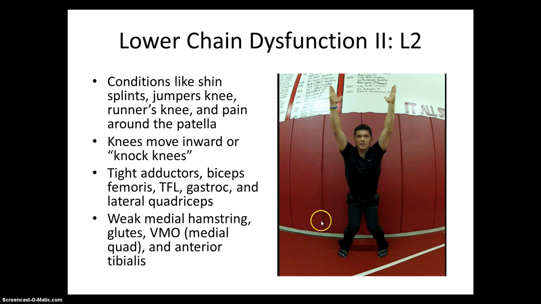What we'll see with these folks is a weak medial hamstring. So again, if this was a posterior view, I'd be looking on the inside. A weak VMO, which is a teardrop muscle right here on the inside of each thigh, and again anterior tibialis, which is that front side muscle here on the lower leg.